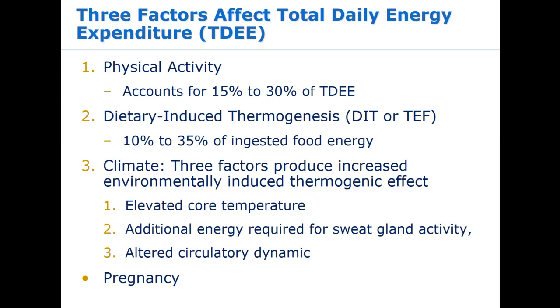Specifically with climate, if we have an elevated core temperature, this can produce an increased thermogenic effect within the body, mostly because of the additional energy required for sweat gland activity, and it also changes a little bit of our circulatory dynamics as well. And then females, if they are pregnant, maternal cardiovascular dynamics follow normal response patterns. Moderate physical activity presents no greater physiologic stress to the mother than imposed by the additional weight gain and possible encumbrance of fetal tissue. Pregnancy does not compromise the absolute value for aerobic capacity as expressed in liters per minute.